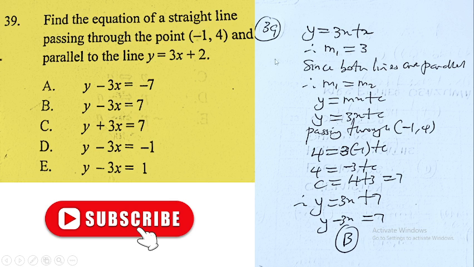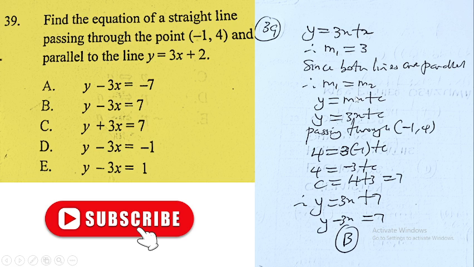So if their gradients are equal, then we can use that to find the equation of the second straight line we are looking for. That means if you know the gradient of this one, you can use that to find the equation we are looking for, since we have been told the point that the line passes through. Now from this equation you can find our m1. So our m1 will be 3 because we have been able to make y the subject of the formula here. The gradient of this line here is 3. So since both lines are parallel, that means m1 is equal to m2.